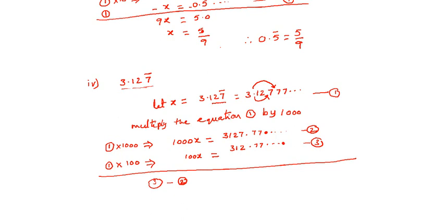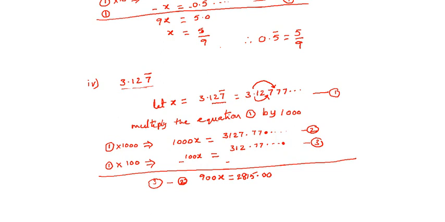Now what you get? 1000x minus 100x, that is 900x on the left side. On the right side, you may observe what I am doing. 7 minus 7, 0, 7 minus 7, 0, 7 minus 2, 5, 2 minus 1, 1, 11 minus 3, 8. Now the remaining is 2.